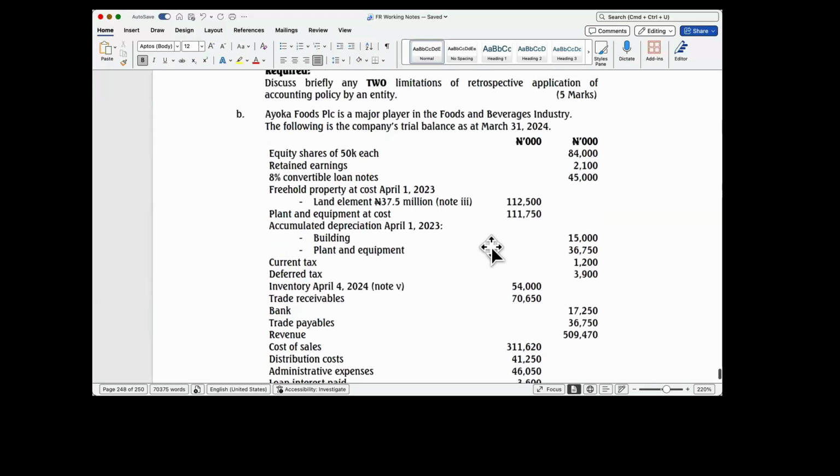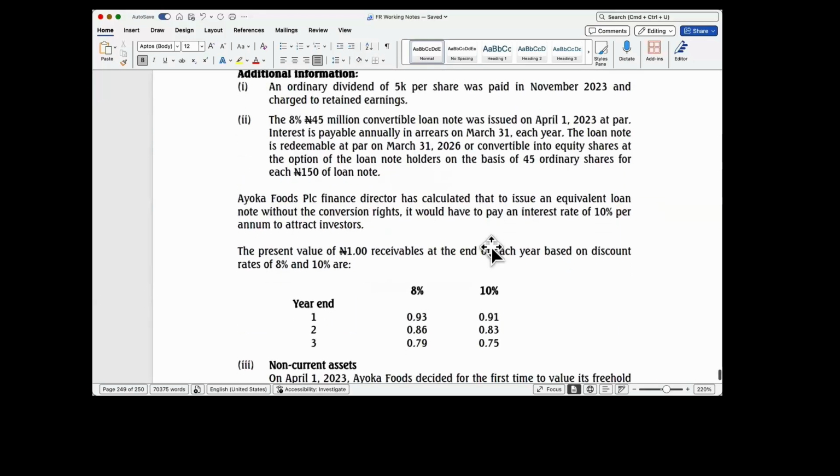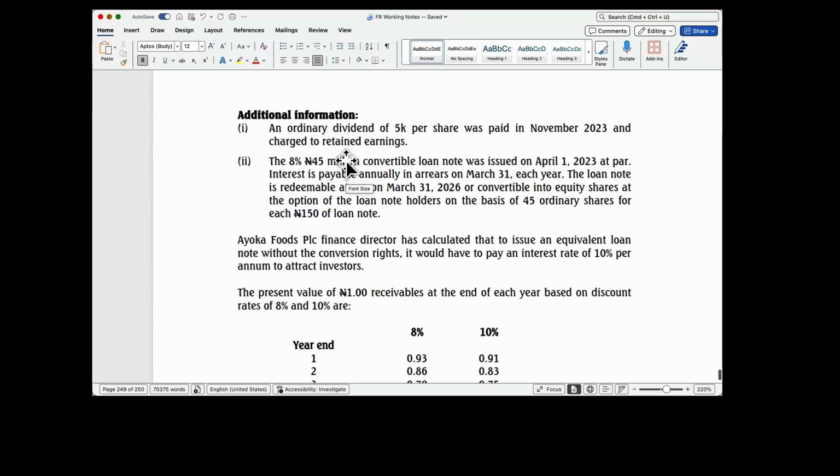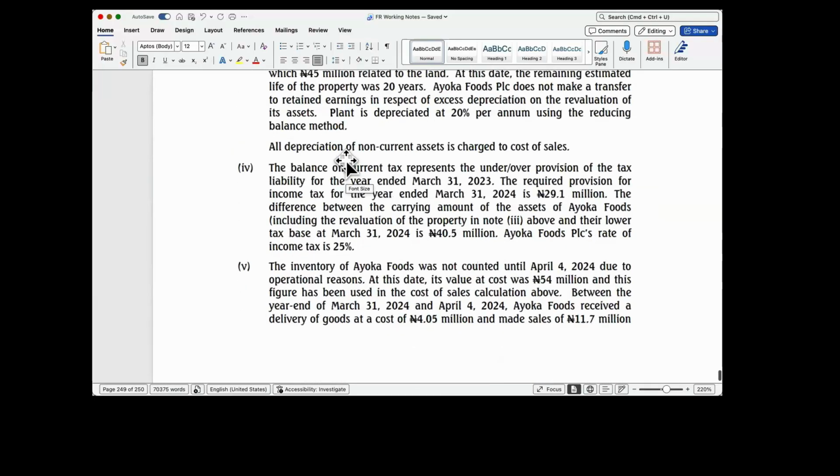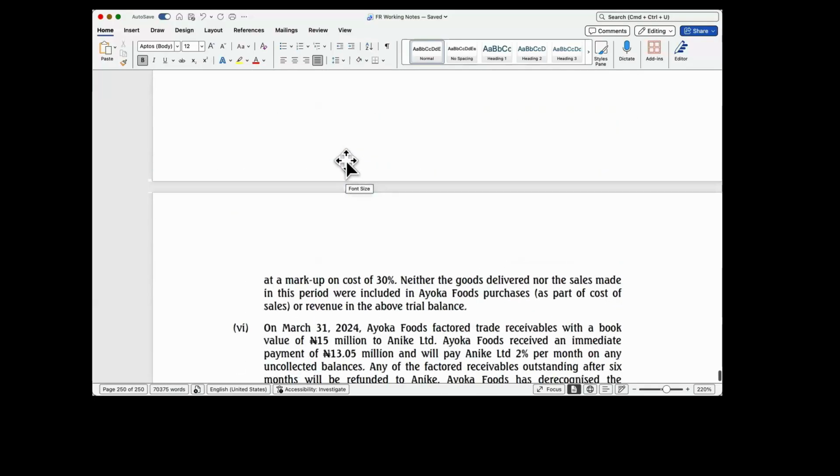Okay, so I just looked through, then I stepped into my additional information. I want to read through first, then I will start trying to see what I can do with them.